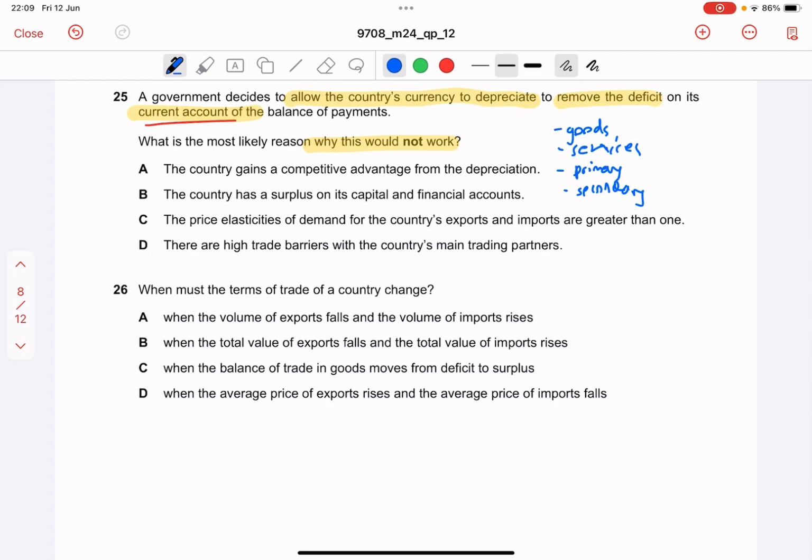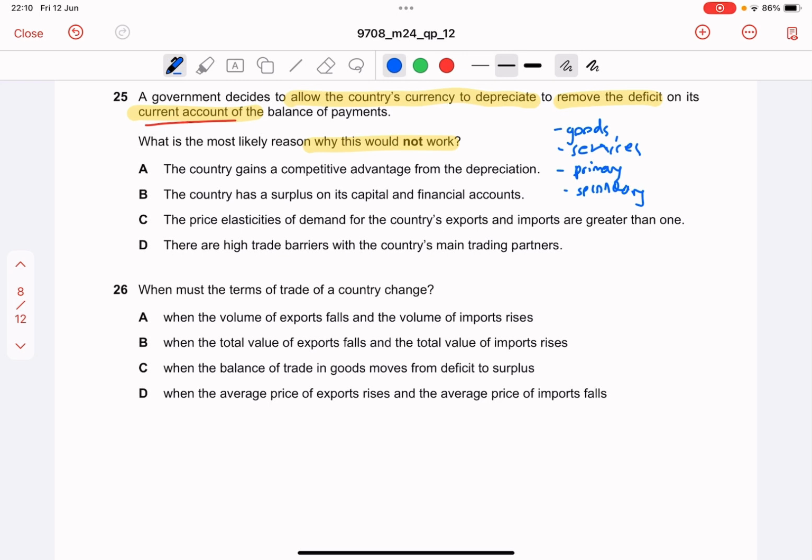Primary income being the earnings and payments related to the factors of production, for example, wages from abroad, dividends, foreign interests, or profits. And secondary income being transfer payments, meaning that this money is technically free. You just don't need to give anything back. So for example, foreign aid.